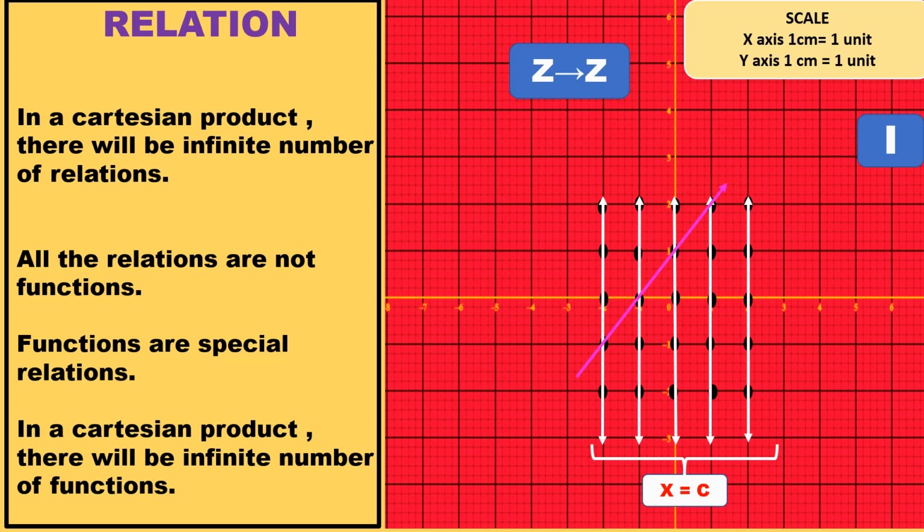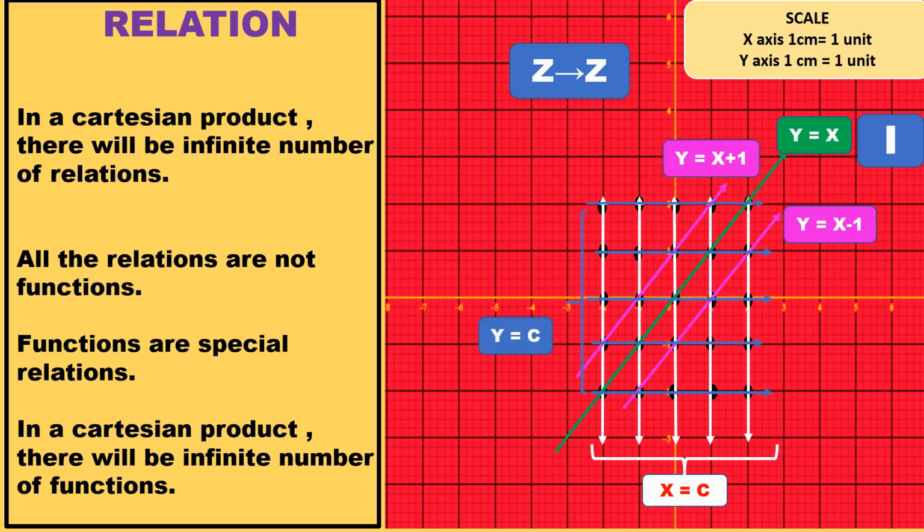Let's consider this set of points. y is equal to x plus 1 is a function. Let's consider this set of points. y is equal to x is also a function. Let's consider another set of points. y is equal to x minus 1 is also a function. And let's consider this set of points which has a relation y is equal to c, which is also a function.